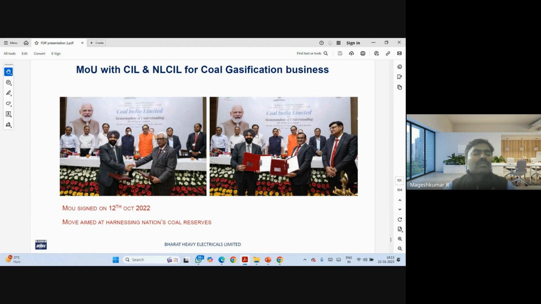So these are glimpses of the MOU signed with Coal India, where we are a 49% equity holder in establishing the project as well as the technological provider for building the project on build and operate mode. We are going to build this coal gasification unit at Orissa.